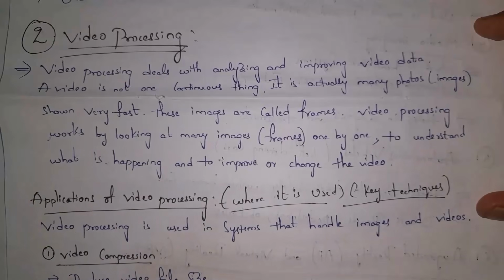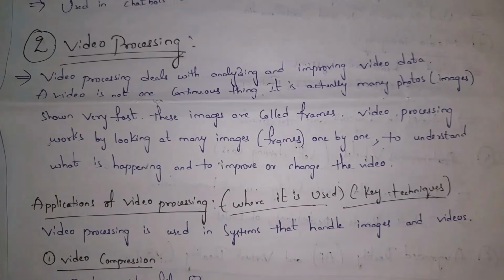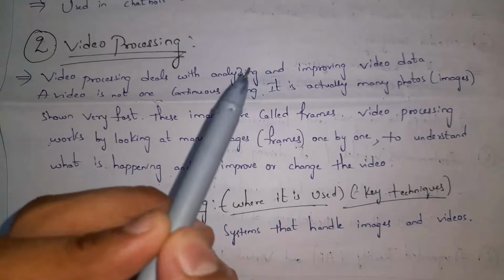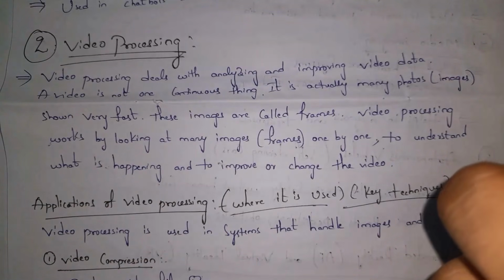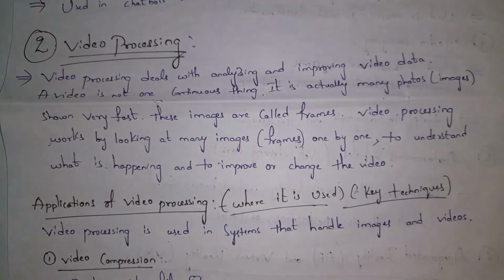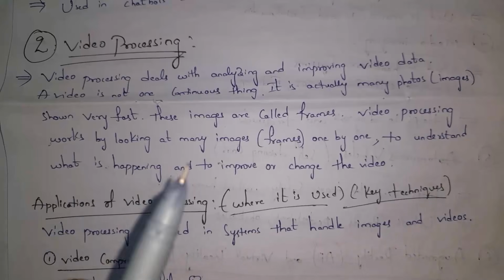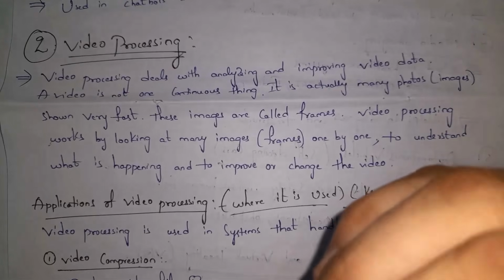Next I will explain what is video processing. Guys, video processing means analyzing and improving video data. Guys, video is not a continuous thing. Actually, video is a combination of many photos shown very fast, and we call those photos as frames. So video processing works by looking at many images one by one, and based on each frame, we can improve and change video quality.